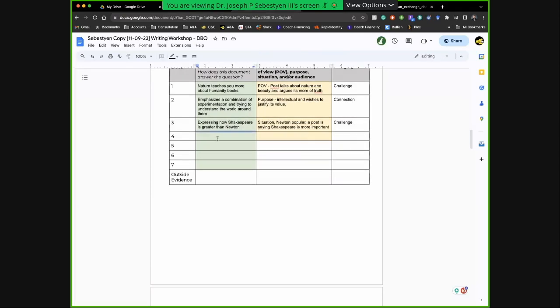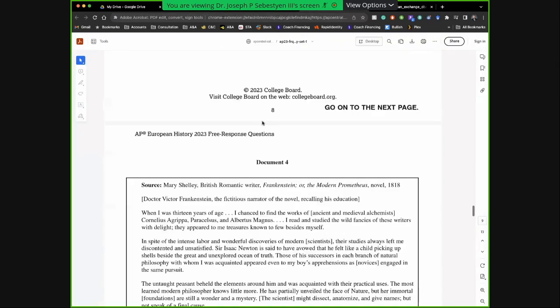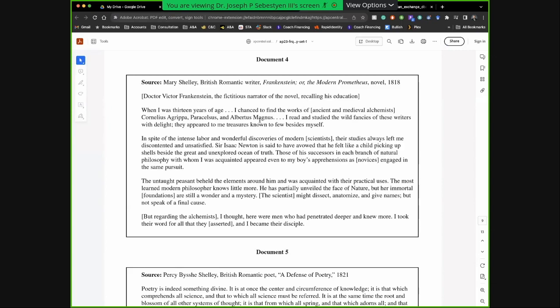Okay, so document 4, AP Euro. Mary Shelley, British romantic writer, Frankenstein or the Modern Prometheus, a novel. Dr. Victor Frankenstein, the fictitious narrator of the novel, recalling his education: When I was 13 years of age, I chanced to find the works of ancient and medieval alchemists, Cornelius Agrippa, Paracelsus, and Albertus Magnus. I read and studied the wild fancies of these writers with delight. They appeared to me treasures known to few besides myself. In spite of the intense labor and wonderful discoveries of modern scientists, their studies always left me discontented and unsatisfied.